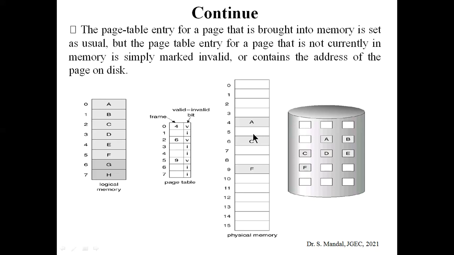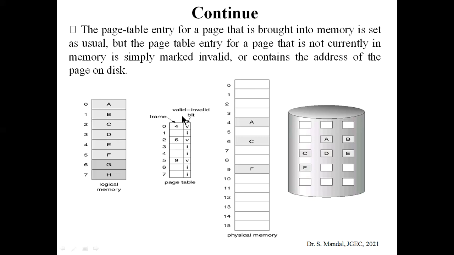So to access that page, if the CPU requests it, first of all we need to access the secondary memory. From secondary memory we need to load it into the main memory. So that is the process. Now we can just observe the page table here.